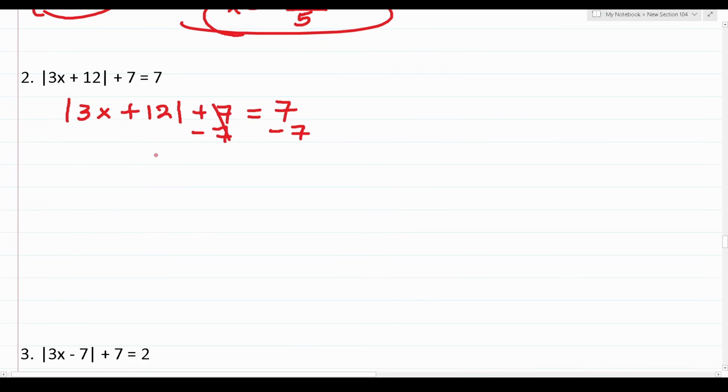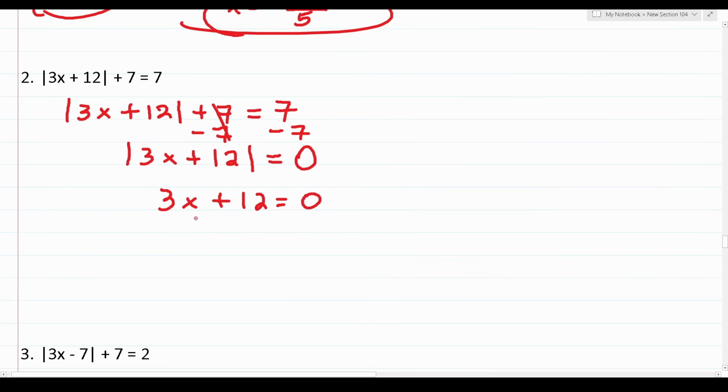This crosses out, leaving you with the absolute value of 3x plus 12 equals 7 minus 7, which is 0. All right, so we can see that our absolute value is set equal to 0, which means there's only going to be one solution in this case, and it's going to look like this. 3x plus 12 equals 0.